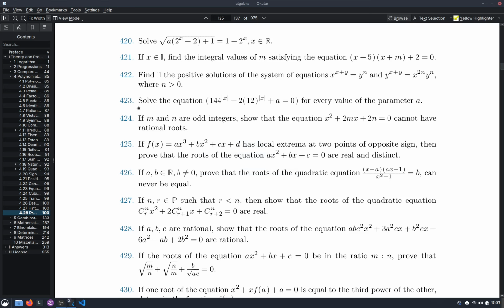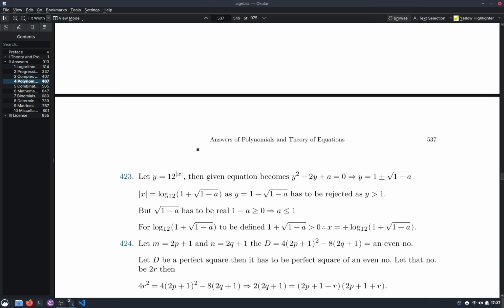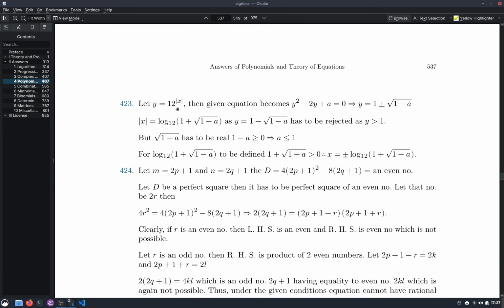Now we come to question number 423. The question is solve the equation 144 to the power mod x minus 2 into 12 to the power mod x plus a is equal to 0 for every value of the parameter a. So we let y is equal to 12 to the power mod x, which makes the equation y square minus 2y plus a is equal to 0. So y is equal to 1 plus minus square root of 1 minus a. That is mod x is equal to log of 1 plus square root of 1 minus a, with base 12.